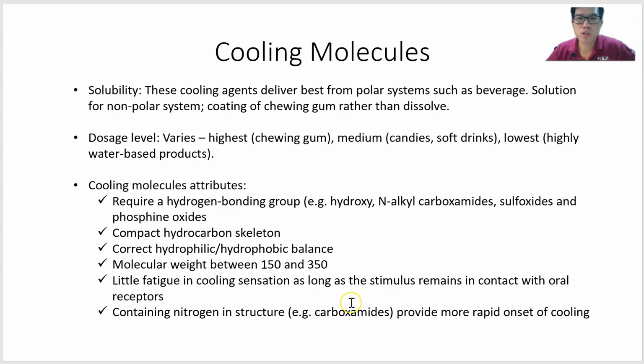Structures containing nitrogen provide more rapid onset of cooling. So if you want a stronger cooling sensation, you should choose cooling molecules with nitrogen in the structure. Rapid onset means you give a faster cooling effect, so the delay is shorter.